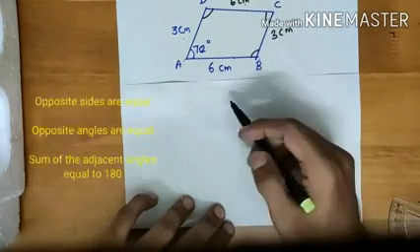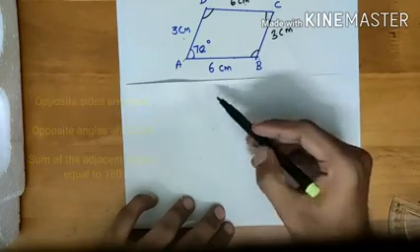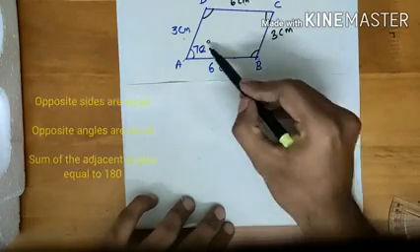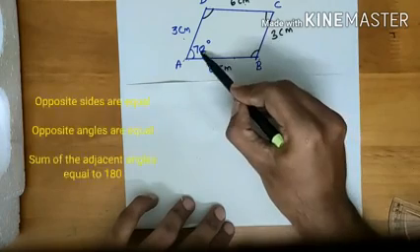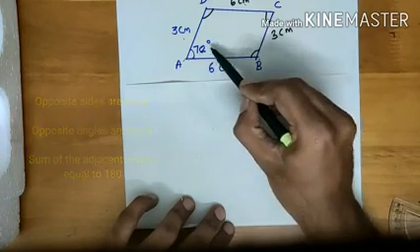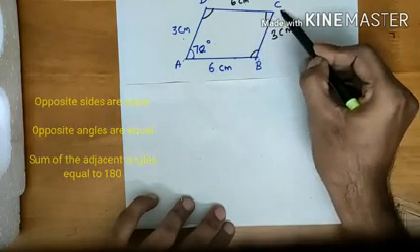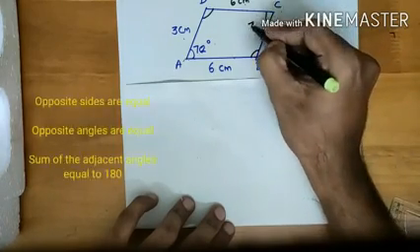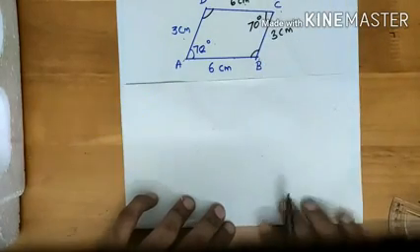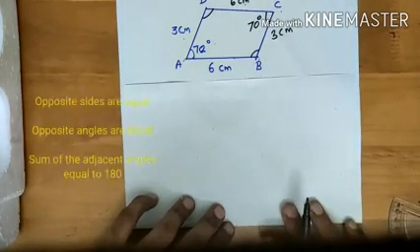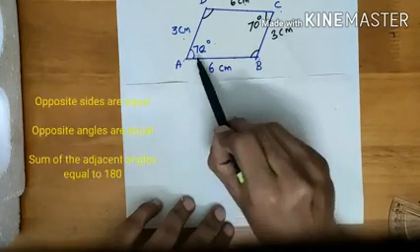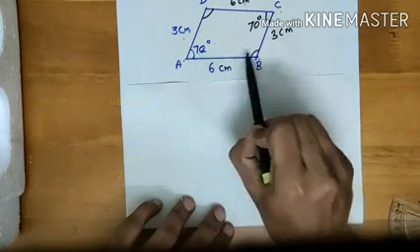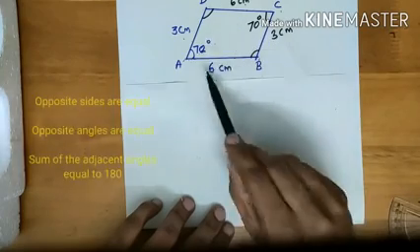What is our third property? In a parallelogram, opposite angles are equal. If angle A is 70, what is the angle opposite to angle A? It is angle C. So C equal to 70 degree. Now property number 4, that is, in a parallelogram, the sum of the adjacent angles is equal to 180.